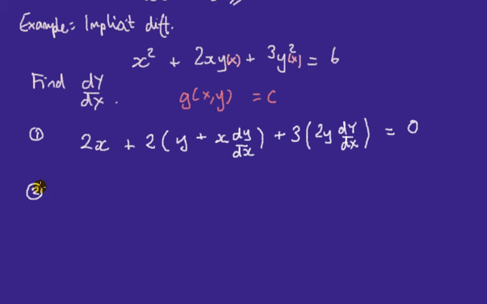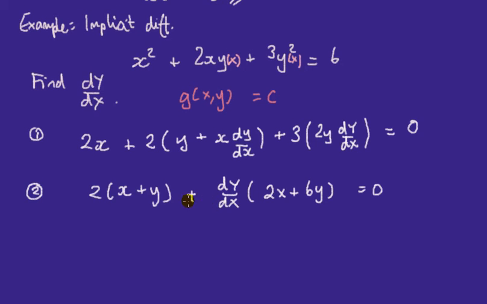Step 2, now just rewrite it in terms of dy by dx. So we can see the first two terms have a common factor of 2, we can write it like this, and these have a common factor of dy by dx. Okay, so we have this.